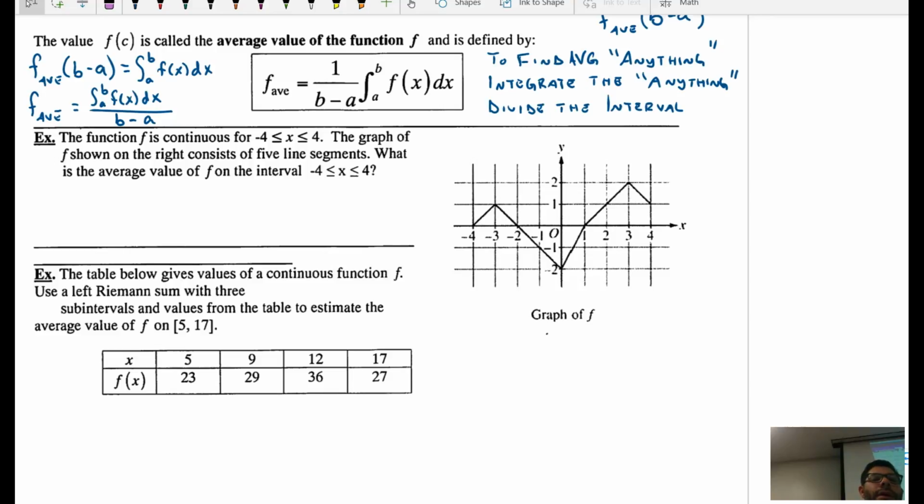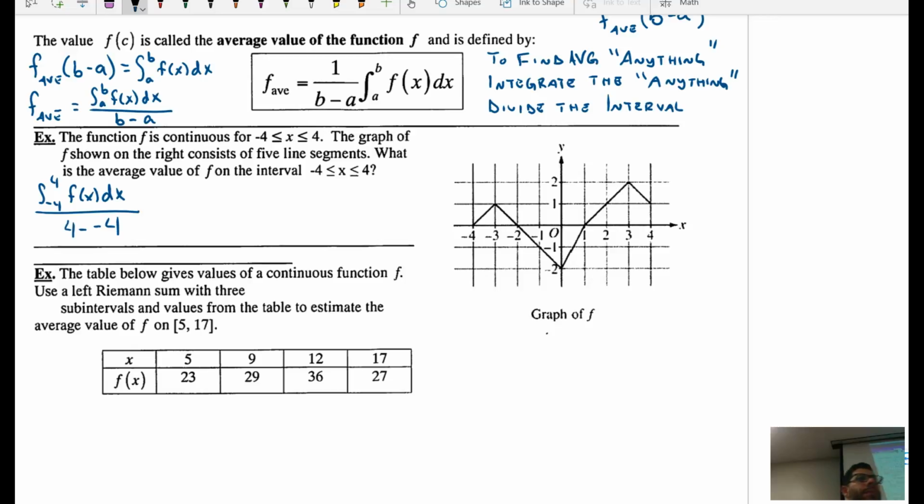Okay, so let's apply this. Here's some graph of f. What's the average value of f? So when I see that average value, if I want to find average anything, I integrate the anything, I divide by the interval. So if I want average value of f, this is from -4 to 4, then I integrate f, I divide by the interval, top minus bottom. To find average value of f, integrate the values of f, divide by the interval.